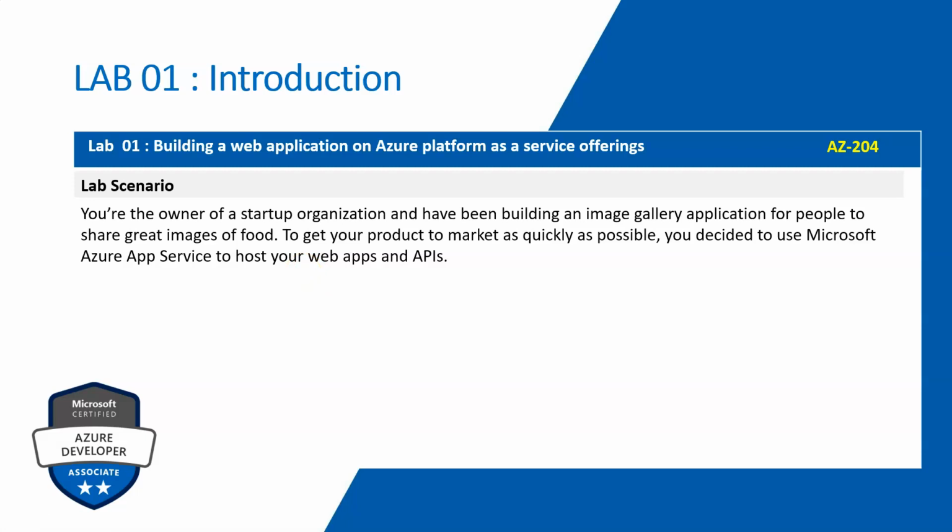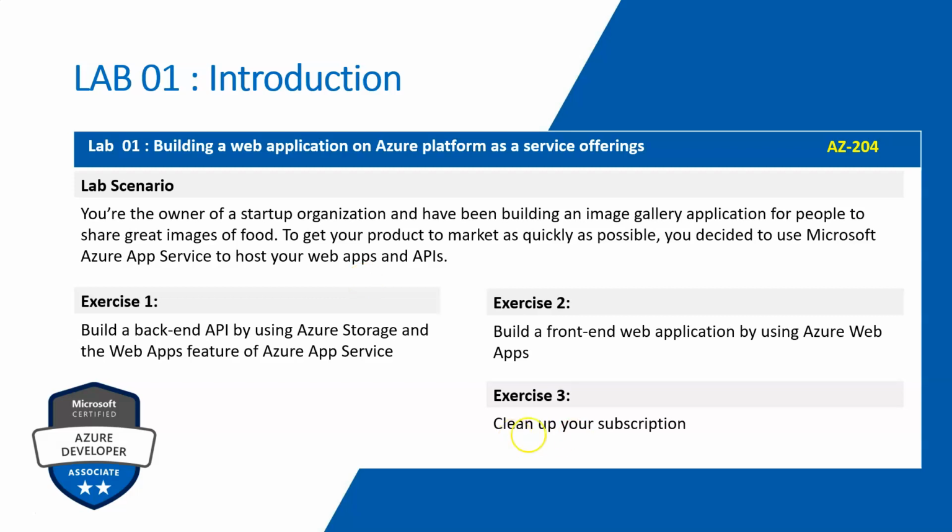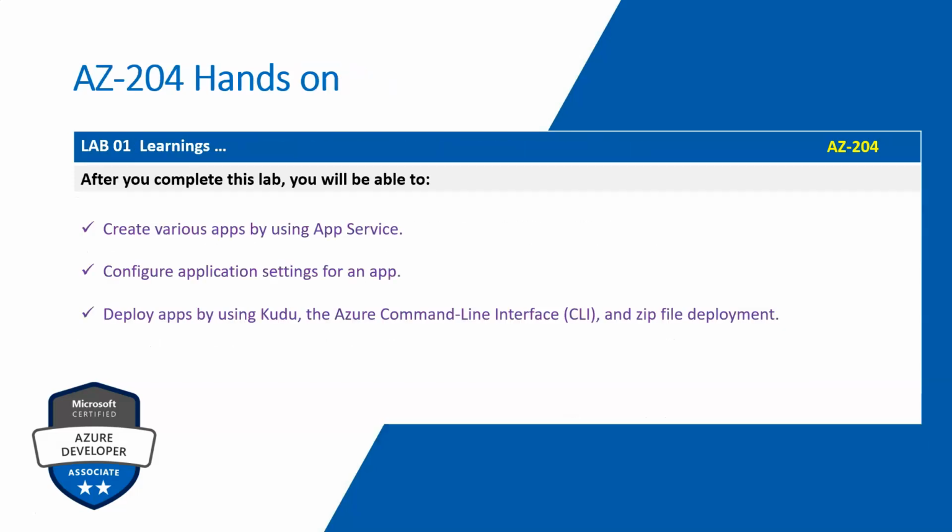Okay, we'll complete this lab one in three exercises. Exercise one, we build the backend API first. Exercise three, we will clean up the resources. Now, once you are done with lab 01, you will be able to create various web applications by using Azure App Service. You will be able to configure application settings for an application, and you will be able to deploy applications by using Kudu, the Azure CLI, and Git file deployment.